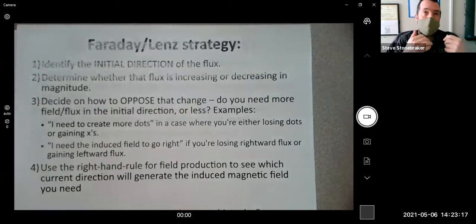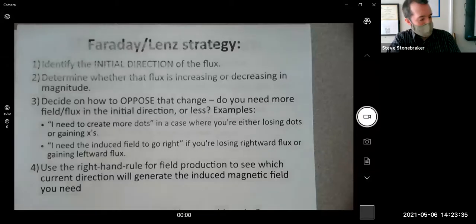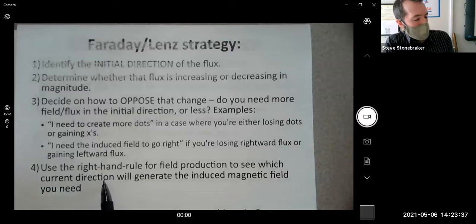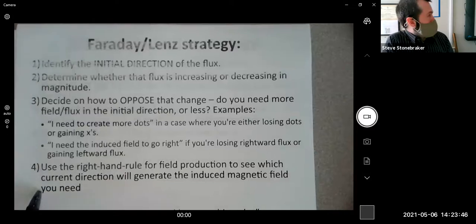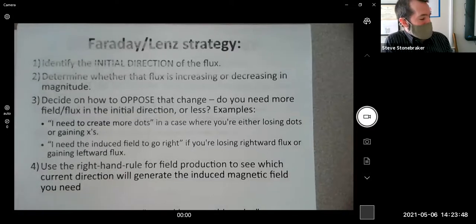Figure out, to oppose that change, which direction do you need to make additional magnetic field? Sometimes you have to reinforce the field if it's weakening. Sometimes you have to try to cancel it out if it's getting stronger. Figure out which way you need your magnetic field to point, and then figure out which way you need the current to go in order to make that magnetic field. So it's like this series of steps or decisions.